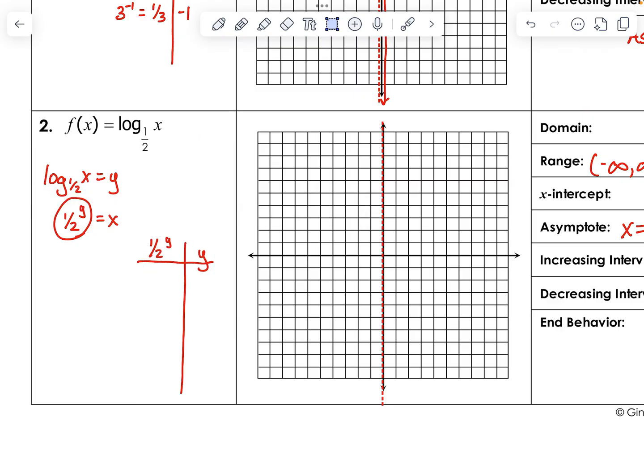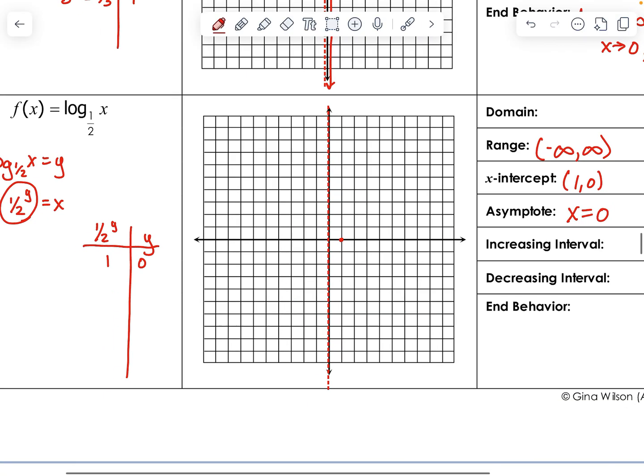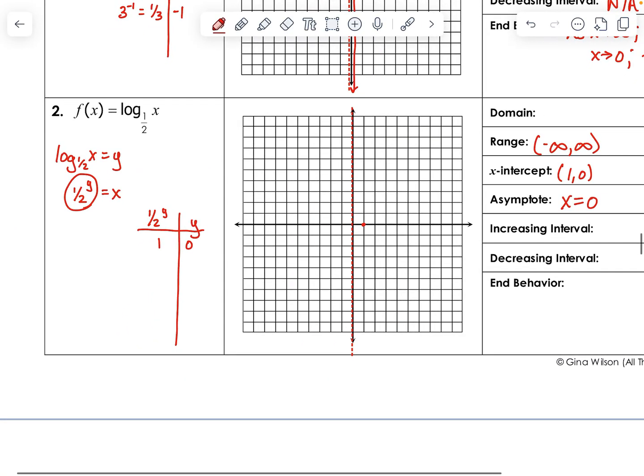So first they want me to find the x-intercept, so I'm going to substitute in 0 for y, and I'm going to get 1 for my x value. So my x-intercept is (1, 0). Then I'm going to substitute 2 in for y. So 1/2 to the second power is going to give me 1/4. So (1/4, 2) is going to be about right there.